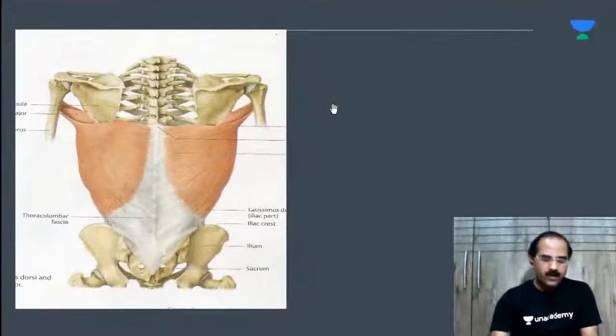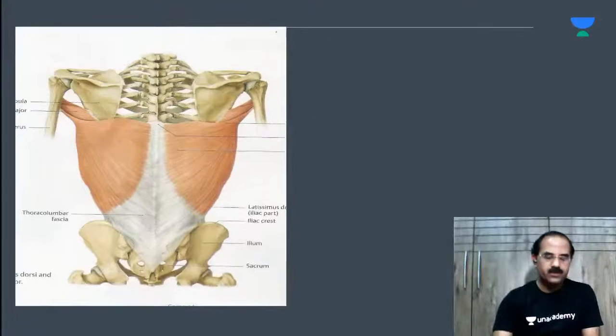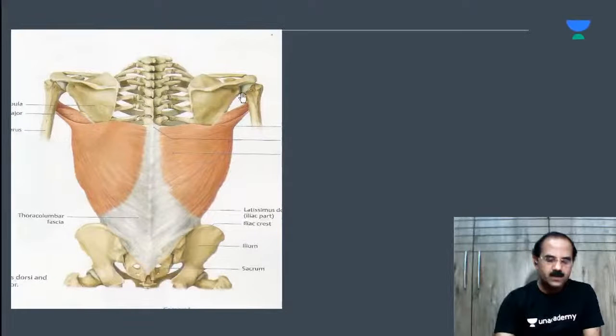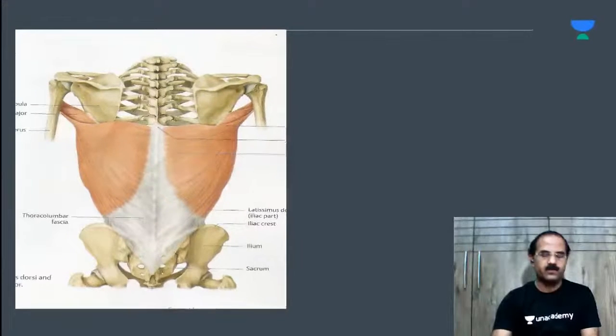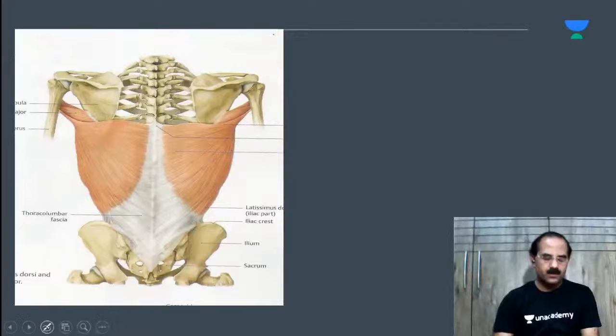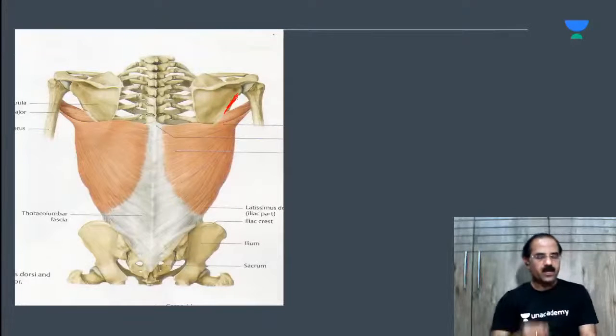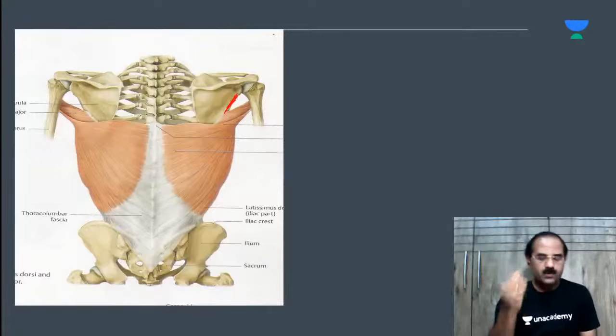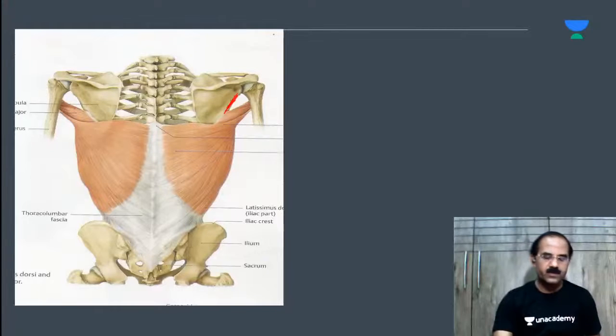Very good. And what would this muscle be which would begin from here? This would be the teres minor. If you can tell me, where is the insertion of teres minor? This teres minor is inserted on the greater tubercle, like this.